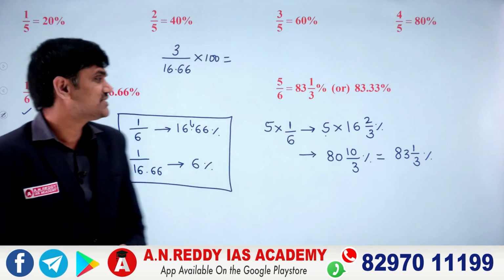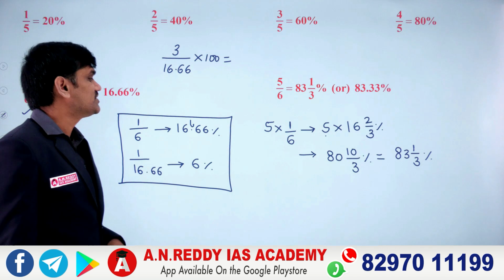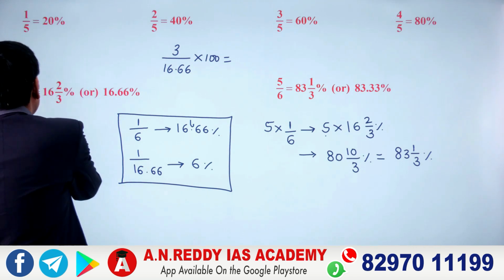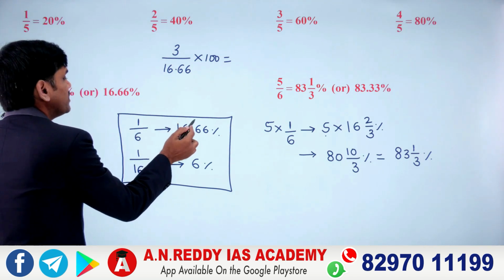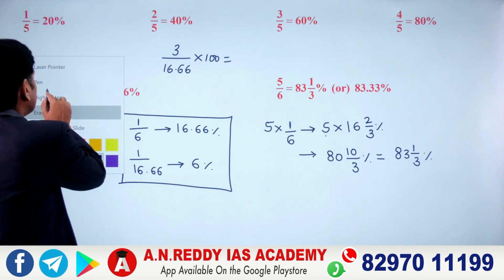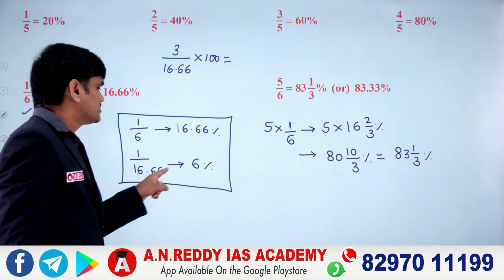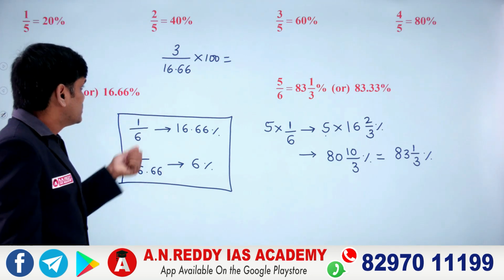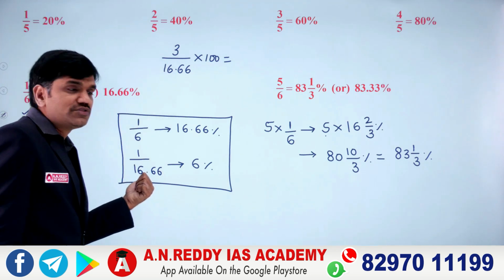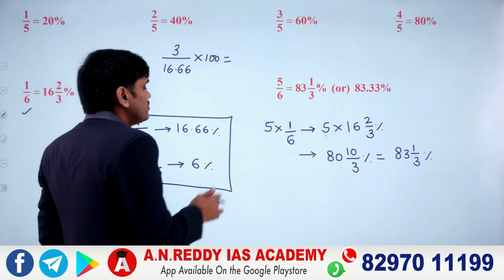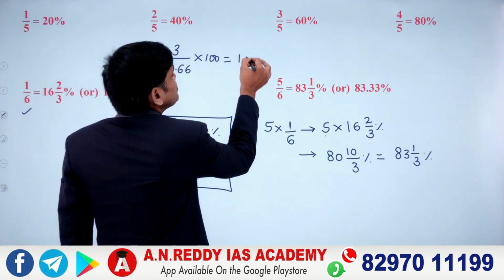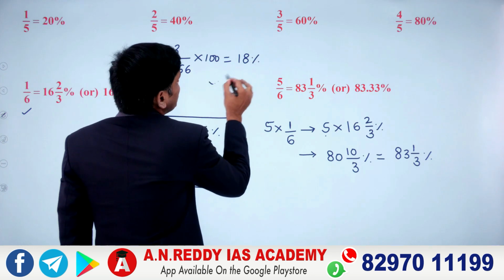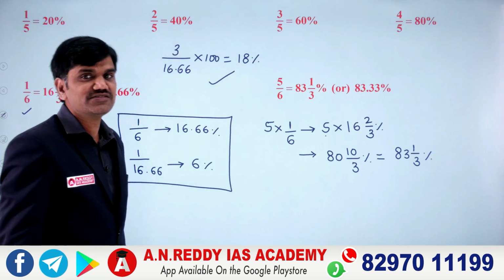We know that 1 by 6 is nothing but 16.66%. So 1 by 16.66 is nothing but how much percent, we learnt? 1 by 16.66 is nothing but 6%. So 3 by 16.66 means this is 3 times of this, so percentage wise also it will be 3 times, hence it will become 18%. Like that you can straight away write the answer.